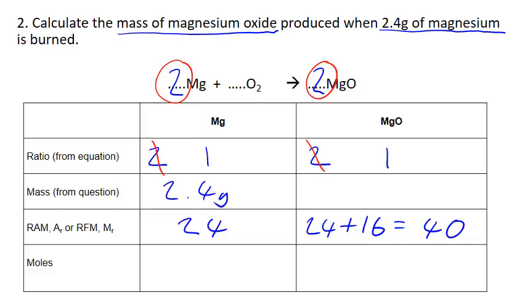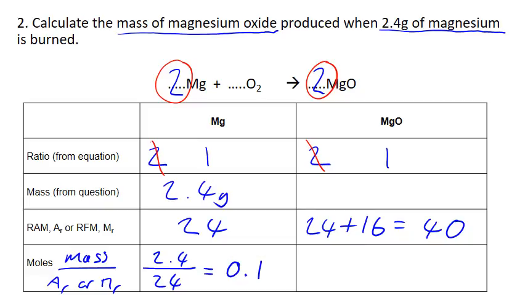Again, just like previously, the next step is to look at the moles, and the moles is the mass divided by the AR, the atomic mass, or the MR if we have the formula. So for magnesium, it's the atomic mass. So the mass from the question is 2.4 grams divided by its atomic mass, which is 24, which now is going to be 0.1 moles.